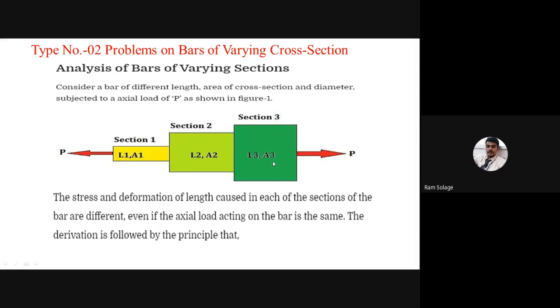3 and area of section number 3. These are the varying cross sections. See the area of sections 1, 2, 3. This is the varying cross section area. Means what? Section 1, section 2, and section 3 do not have the same area. Means with the help of that, suppose such types of problems are given in the examination.